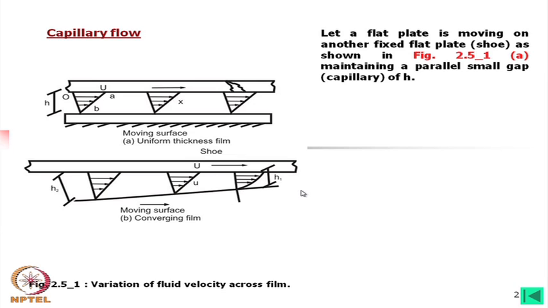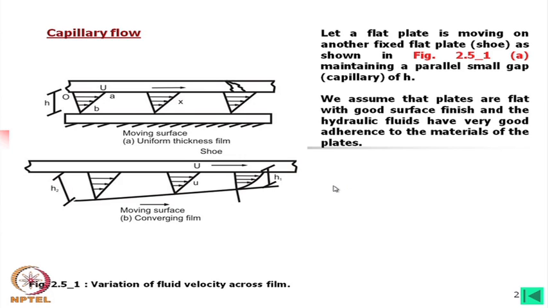Now, we assume that plates are flat with good surface finish, and the hydraulic fluids have very good adherence to the materials of the plates. Now, if we think of one plate moving on the other, and in between there is a fluid, then we may think that perhaps if there is slight roughness, the lubrication will be better. It is not that. It is always better that the surface should have good finish, but the fluid should adhere to the plates.